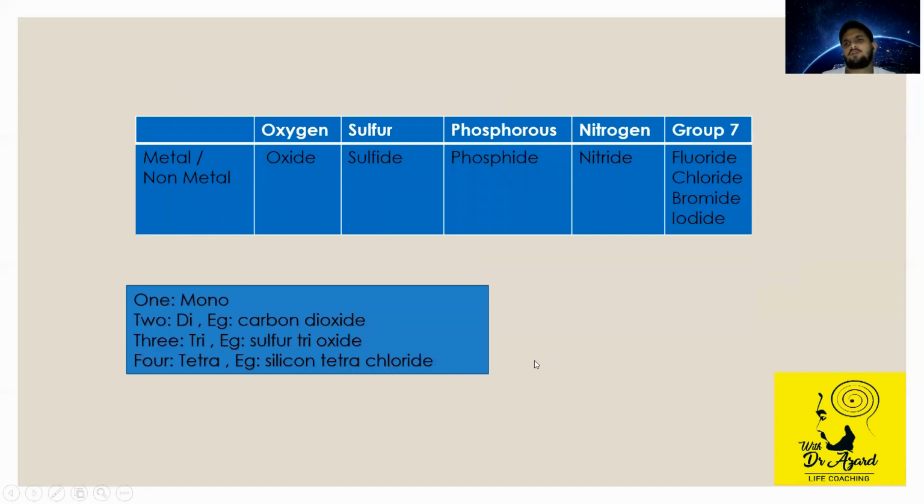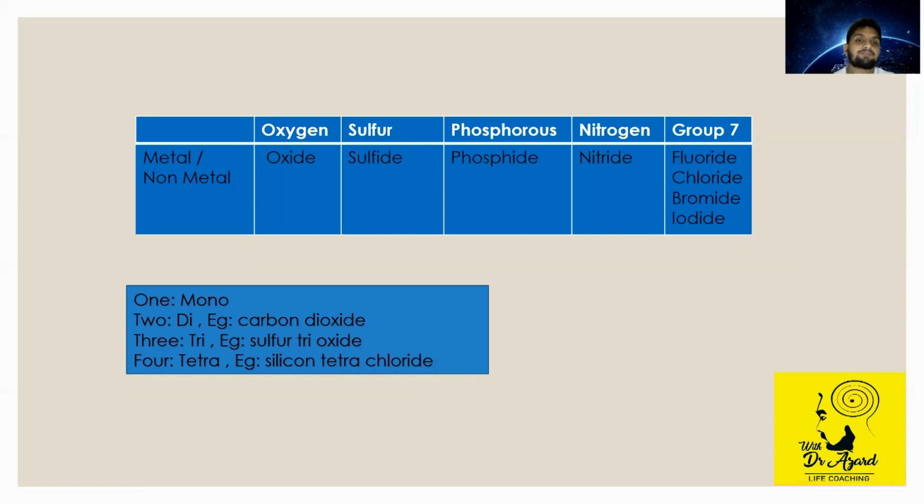Okay, so there are small things that you need to keep in mind. For example, now these are elements. If you see, these two fall into group 6, these two fall into group 5, and this is a group 7 element. So all of these are non-metals. The reason why I made a table specifically for this is because these have suffixes which are very important for us to know.